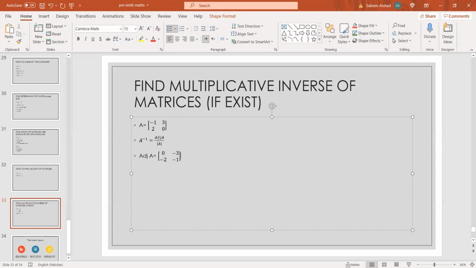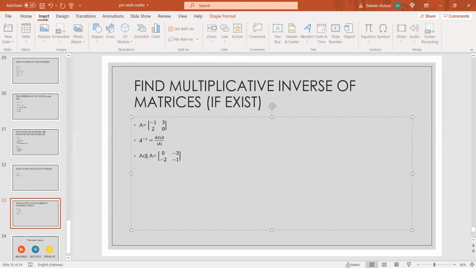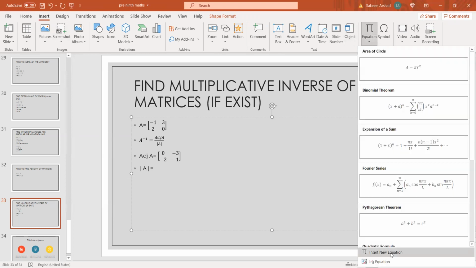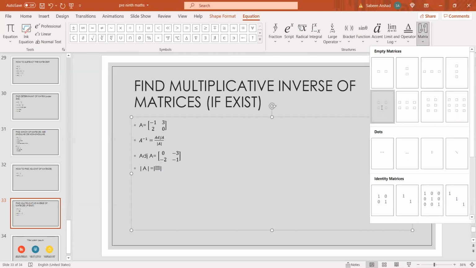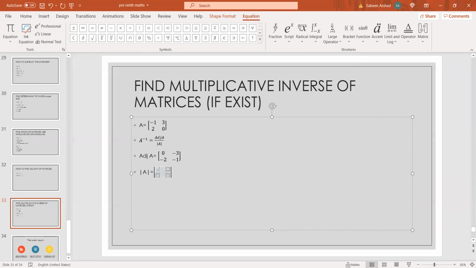I need the determinant of A also. So now let's take the determinant of this matrix. For the determinant, first of all, simply replace the brackets of the matrix with the mod sign. Determinant of A is equal to, let me choose the sign of determinant here, this is the sign of determinants. The order of the matrix is 2 by 2: minus 1, 3, 2, and 0.